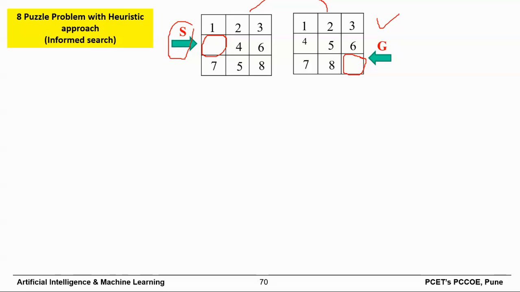And at the same time what you have to maintain is 1 2 3 4 5 6 7 8, that sequence. So tell me, initially which move will you start with? You will interchange 4 and the blank. Yes. Why? Because then you can take 5 and 4 and all.